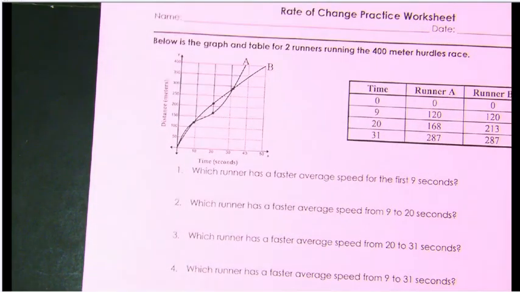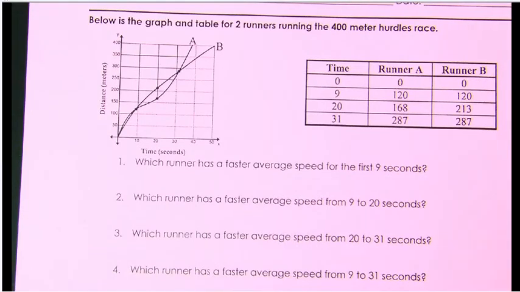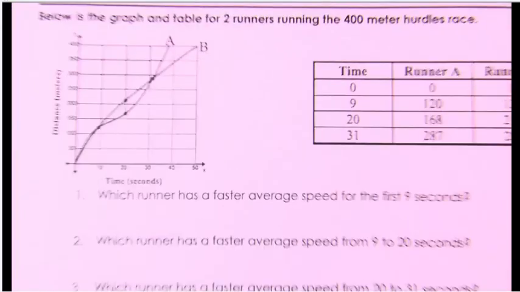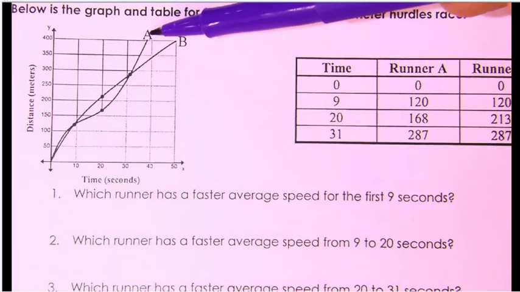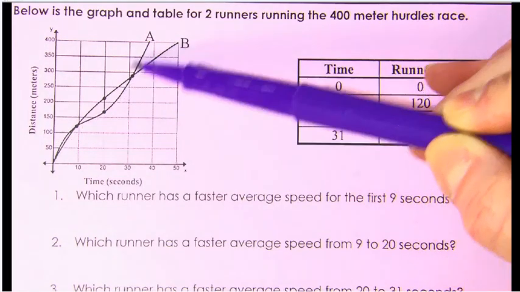And just to get you an idea about 1 through 5, again, like I said, this is usually used with real life type situations. So the first part says, below is a graph and table for 2 runners running the 40-meter hurdle race. They give you a graph, and then they give you a table. Okay, so you'll be able to see runner A on the graph and runner B.